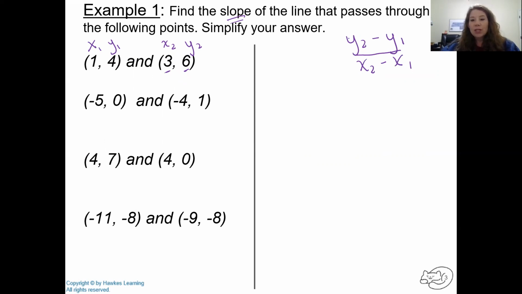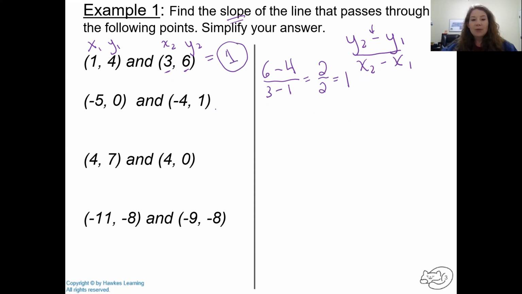So we're going to just plug our numbers right into this formula. So y2, which is 6, and then always put your minus sign, always, always, always, and then minus the first y, which is 4. We're going to put that over our x2. In this case, x2 is 3 minus x1, which is 1. And then when we do our math, 6 minus 4 is 2. 3 minus 1 is 2. And 2 divided by 2 is positive 1. So the slope on this first set of coordinates is positive 1.